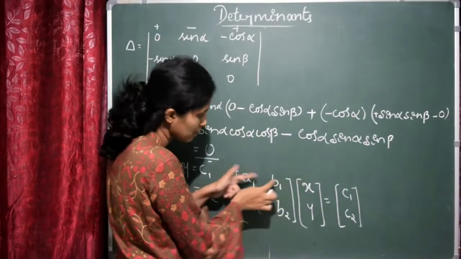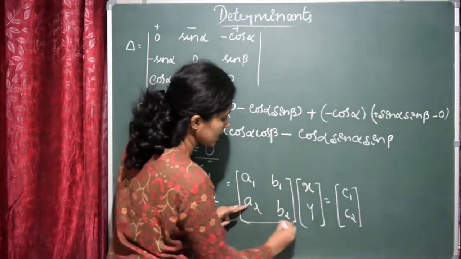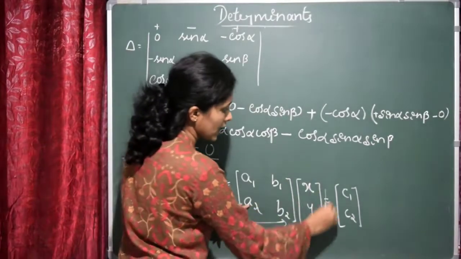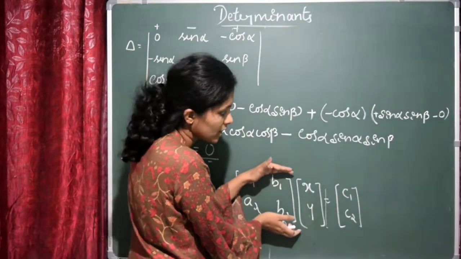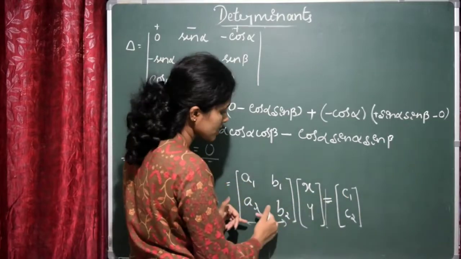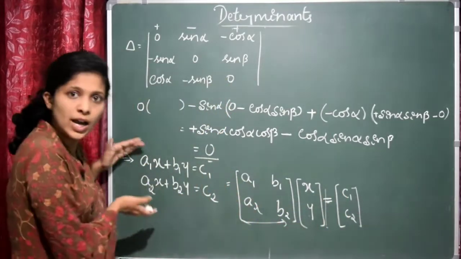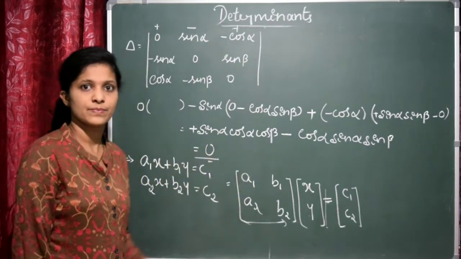Can you write like this here? a1 into x plus b1 into y. This will be a2 into x, matrix multiplication, right? a2 into x plus b2 into y. So you will get one matrix here. That is equal to another matrix. So this will be equal to c1 first, second will be equal to c2. So any linear equations can be represented as matrices.